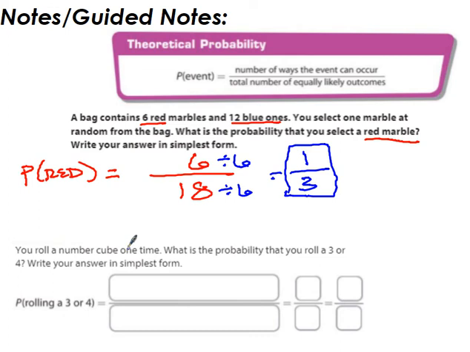You roll a number cube 1 time. So it's the standard 6-sided dice with numbers 1, 2, 3, 4, 5, 6. What is the probability that you roll a 3 or a 4? Write your answer in simplest form. So here's the probability of rolling a 3 or a 4.